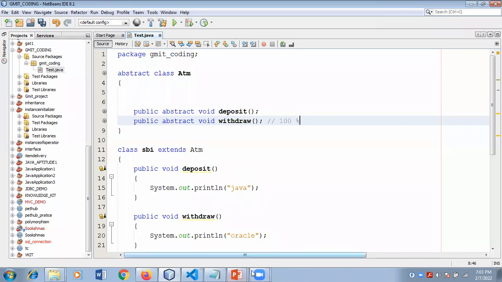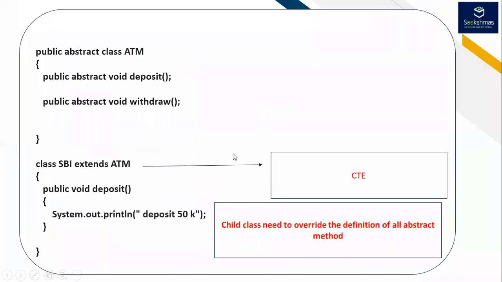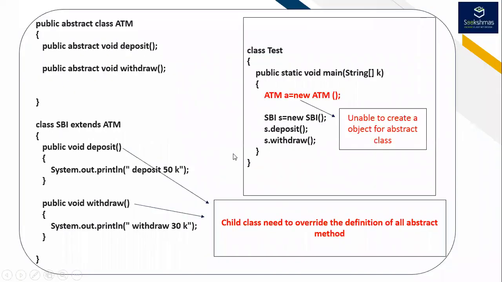So we'll go for the next. And this is what I have discussed. We have two methods in the abstract class and the implementation is provided in the derived class SBI, that is a subclass of ATM. Here, if you try to create an object for an abstract class, you will get a compile time error. For this purpose, I have created the object for the derived class. Using this reference, I can call the deposit as well as the withdraw.